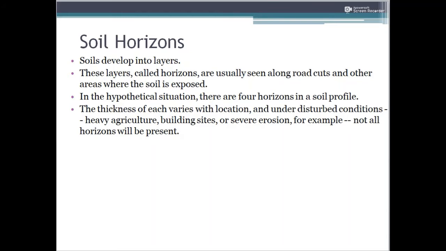So if you dig the soil, like when the soil is being cut throughout from top to the bottom, you can see that different layers of the soils are being formed, and these different layers have different colors, and they mainly refer to different layers of different fertility, and the thickness of these layers will be found to be different among different locations. Under disturbed conditions like heavy agriculture, building sites, or severe erosion, etc., you can find that different layers and different levels of these horizons can be found. Now you might be thinking, what are these horizons? Just have a look at that.